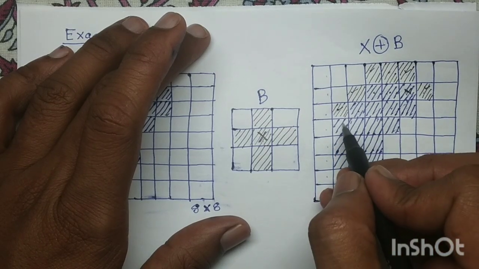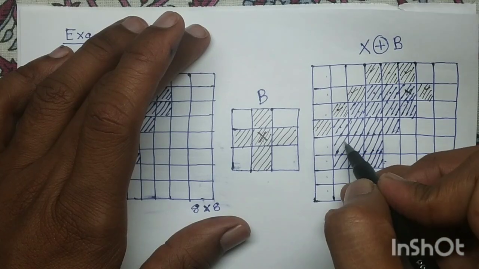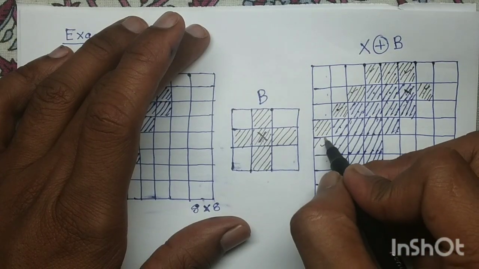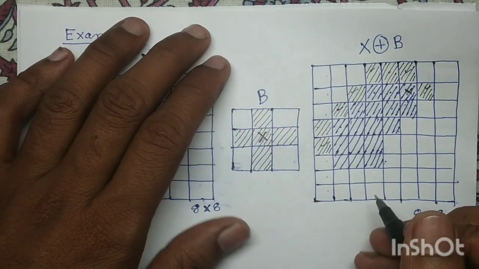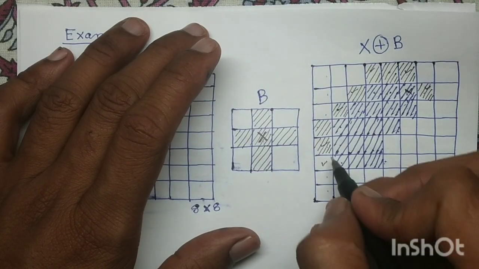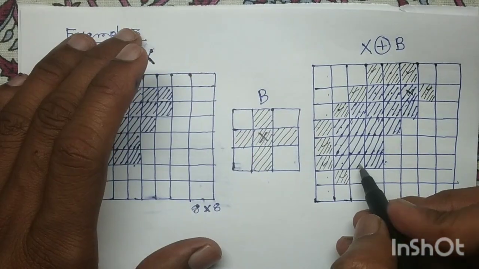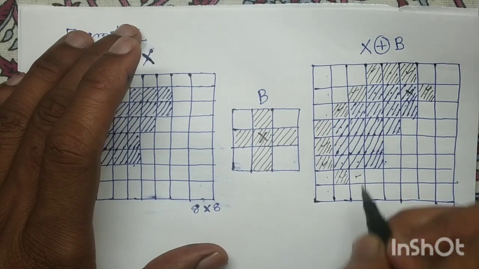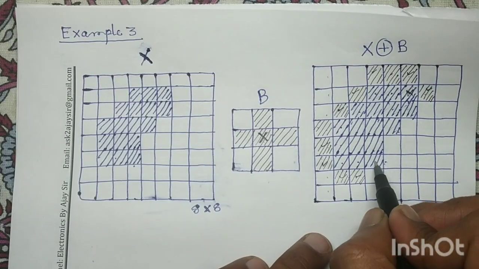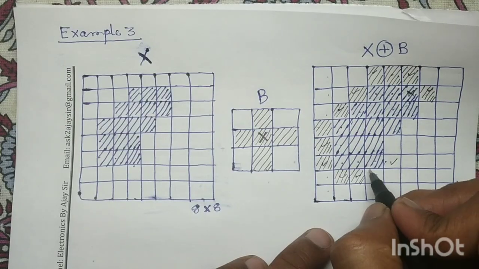If you put the center of the structuring element at this point, only this pixel becomes logic 1. Similarly, if you put the structuring element at this point, only this pixel becomes logic 1. Similarly, at this point, these 2 pixels become logic 1. If you put the structuring element at this point, only this pixel becomes logic 1. At this point, these 2 pixels become logic 1 after performing the dilation operation.